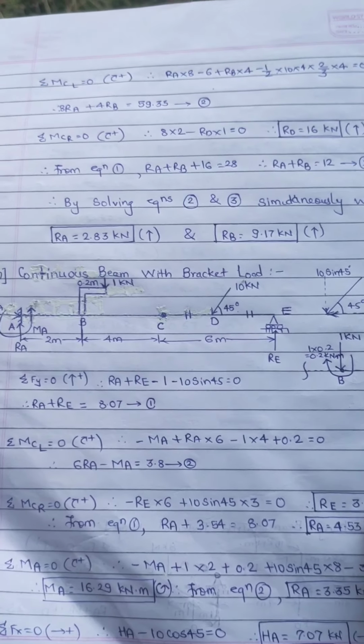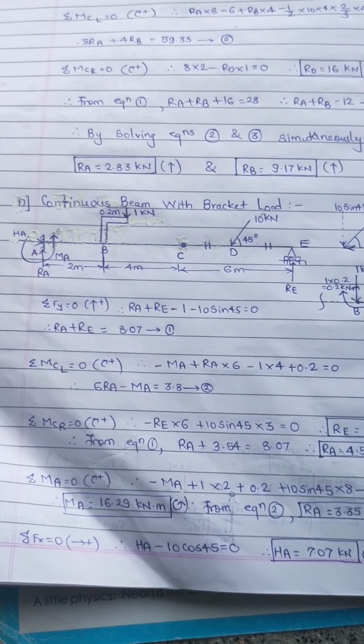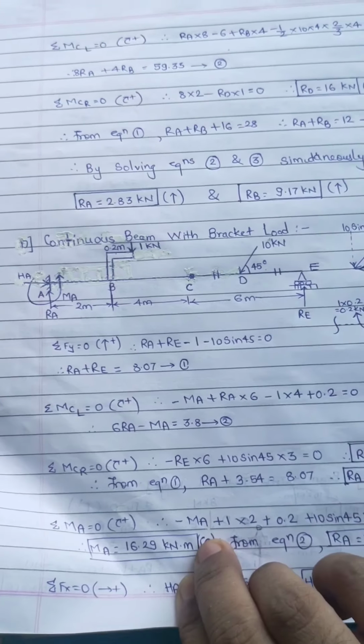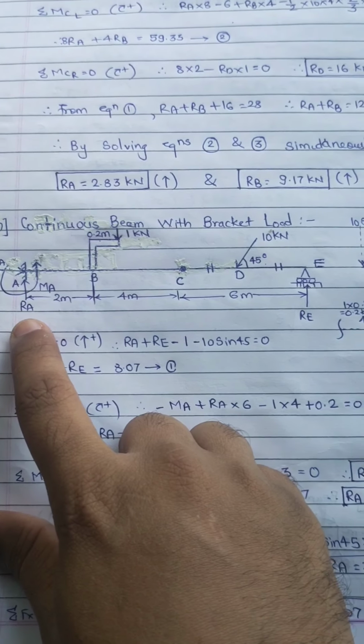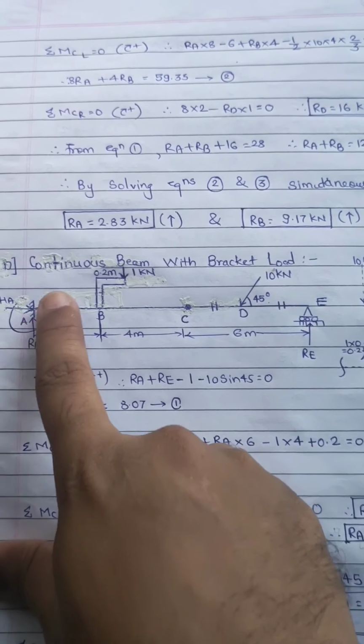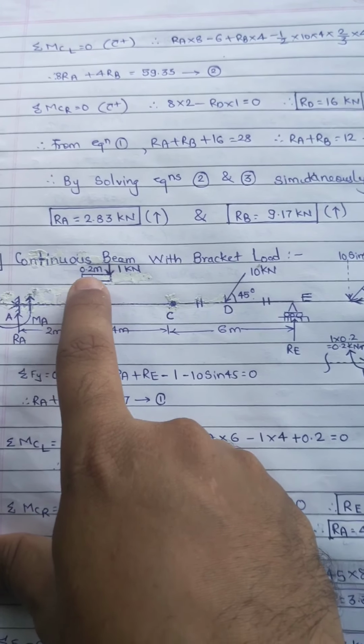Okay, now students, let's move on to our fourth part, that is a continuous beam with a bracket load. So this is the beam. Just have a look, this is my fixed support. So there are three unknowns, 2 meter span. Then at point B I have a bracket.